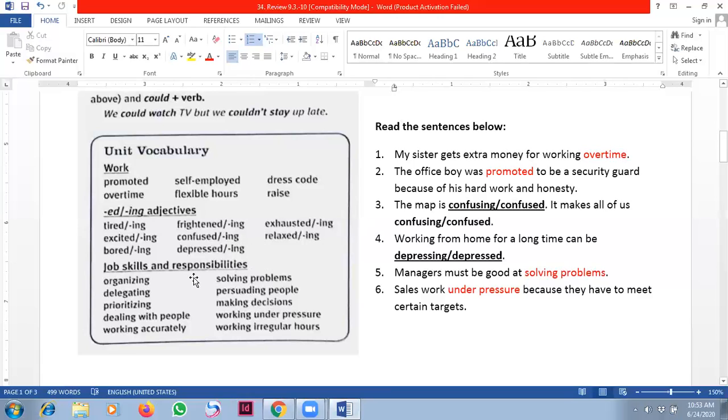And then job skills and responsibilities, organizing, delegating. Delegate, yeah. Delegating means you don't want to do everything yourself. For example, you are a manager and you would not want to work alone. You would ask for help. And when you ask for help, you have to trust your team members. And then you delegate a certain task to your subordinate.